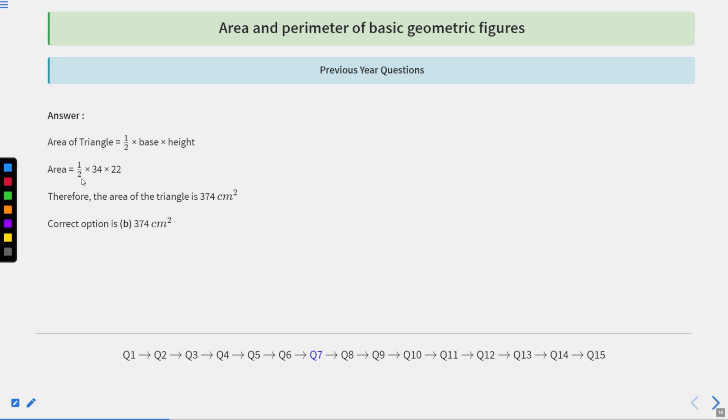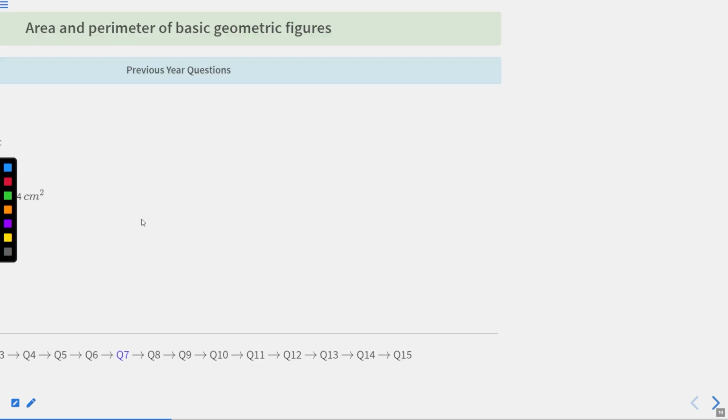So area of triangle is half into 34. That's the base. And height 22. So when you solve this, you will have area of triangle equal to 374 centimeters square. And option number B is correct, 374 centimeter square.